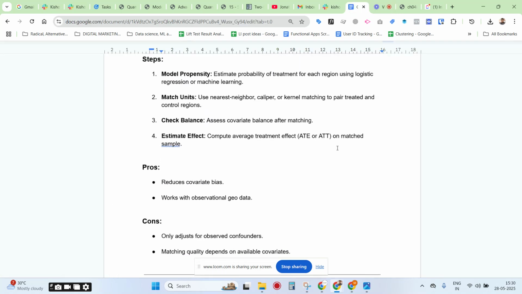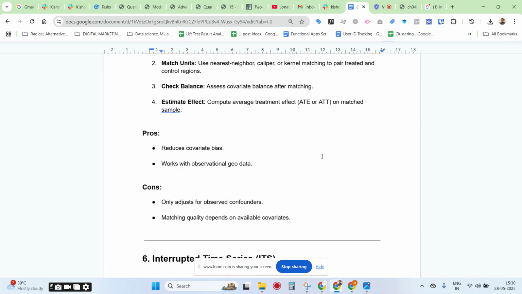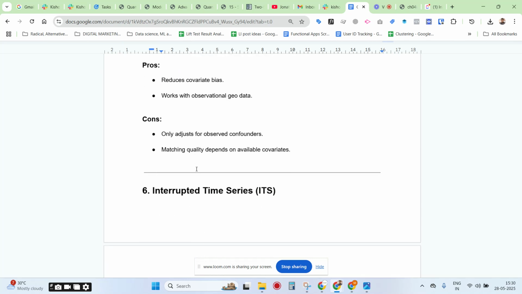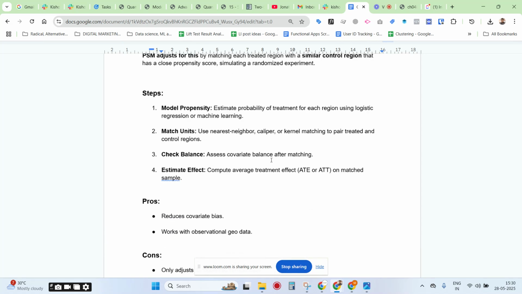Right. And then finally, you compute the average treatment effect on matched samples. So, yeah, this reduces covariate bias. It works with observational geodata. It only adjusts for observed confounders. That's one of its cons. And its matching quality depends on the available covariates. That's a very important point.